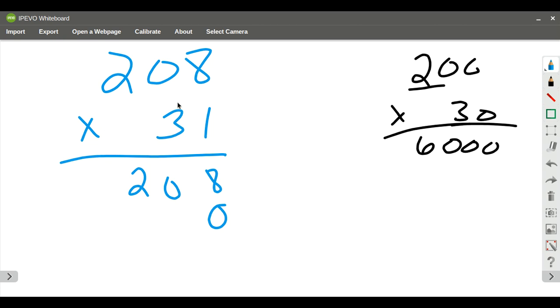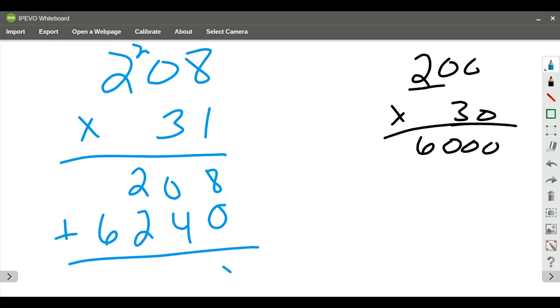Okay, then I'm going to do 3 times 8, which is 24. So I'm going to put down the 4 and regroup the 2. Again, multiply by 0 as a placeholder. So 3 times 0 is 0. Add that to 2, I get 2. And then 3 times 2 is going to be 6. When I add those together, I get 6,488. My answer is near my estimate of 6,000, so my answer is reasonable.